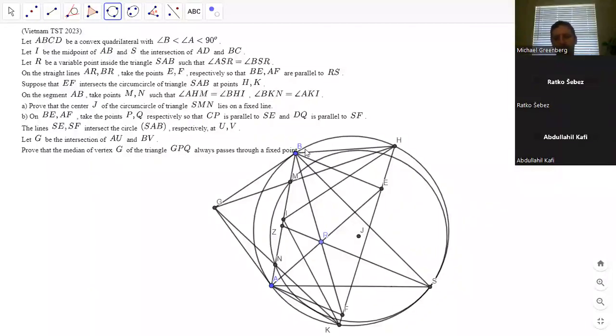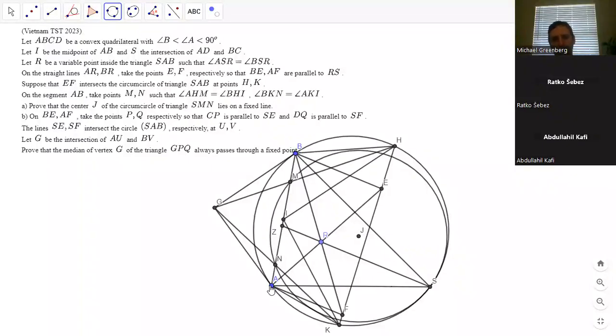How do we calculate, what's the formula for BM over MA? In terms of what? Is it like BH over HA squared? Yeah, it is. Okay. So we'd have BH over HA squared. And then we'd have BK over KA squared.